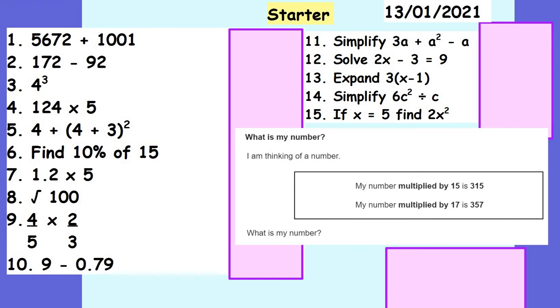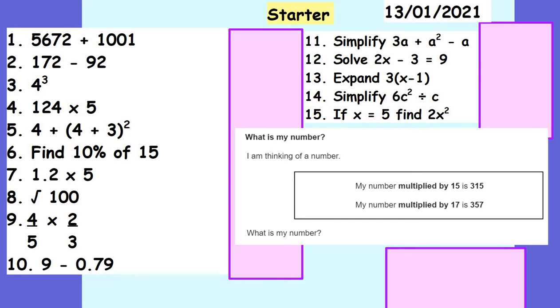Let's start off today's maths lesson with a quick starter. Please pause the video for 10 to 15 minutes and have a go at these questions for me in your light blue books or on a mini whiteboard, whatever you have to hand. There are some numeracy questions, questions 1 to 10, and then some algebra questions, questions 11 to 15. So pause the video for 10 minutes and have a go at as many of these questions as you can now.